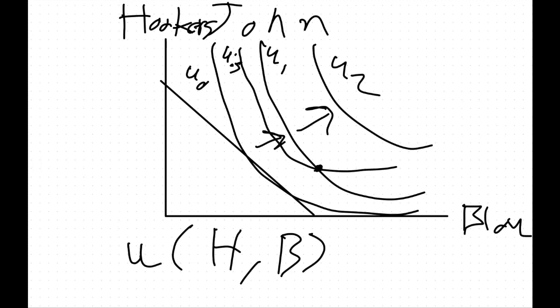So that is the second assumption. Yes, you can. That is absolutely right. We always want more hookers and more blow. That is the founding assumption of economics.